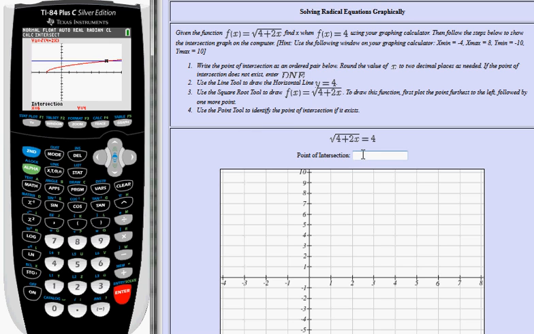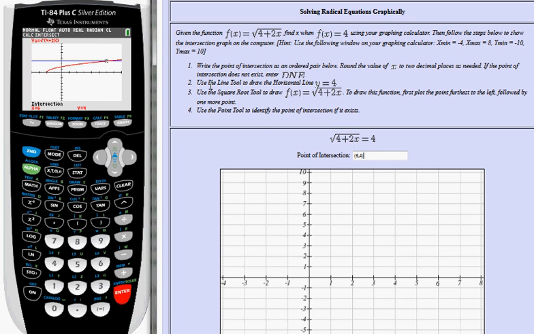So I'm going to click down here, and the first field here goes with the first question. I'm going to write the point of intersection using the proper notation, which is parentheses 6 comma 4, right parentheses. So that's the point of intersection. So we've done one. It does say round the value of x to 2 decimal places, but it says as needed. Obviously 6 has infinitely many decimal places, so it doesn't make sense to round that to 2.